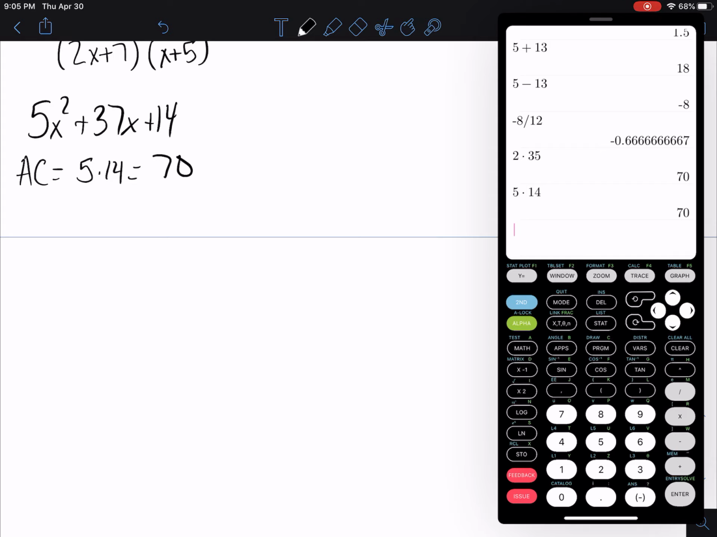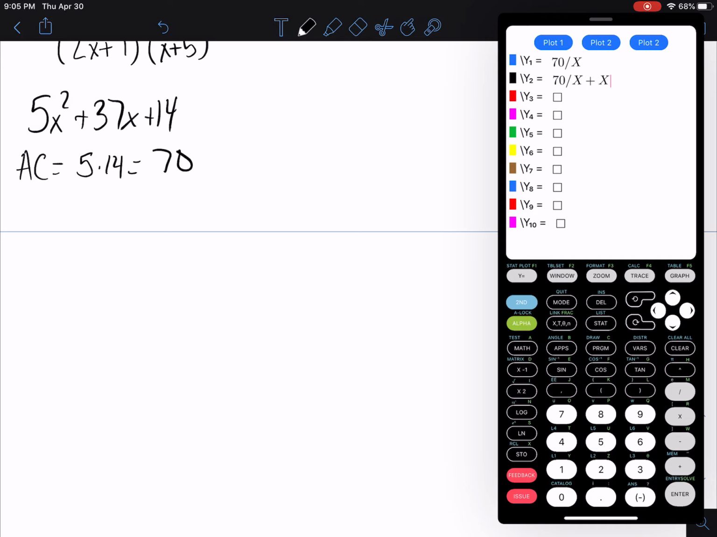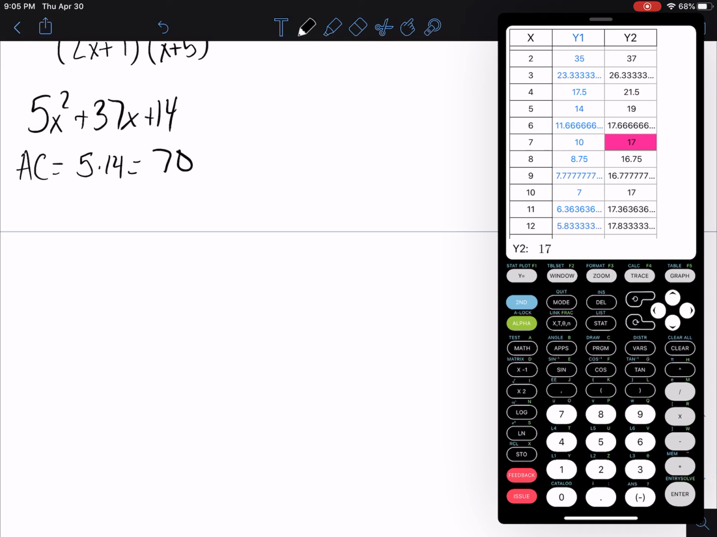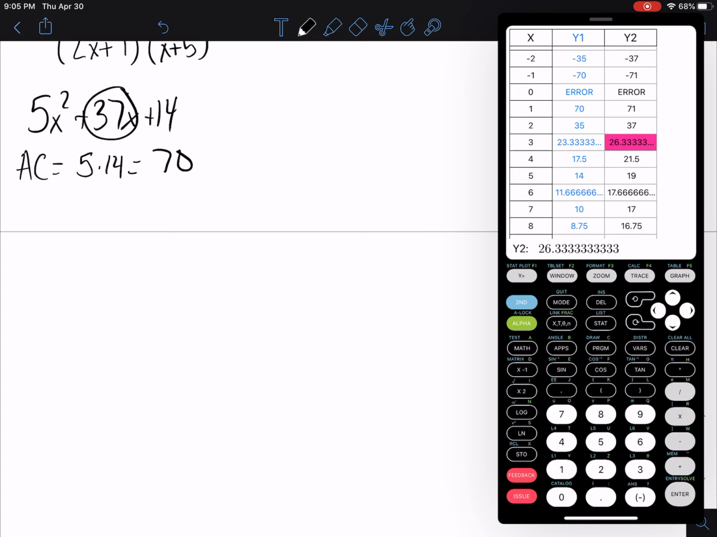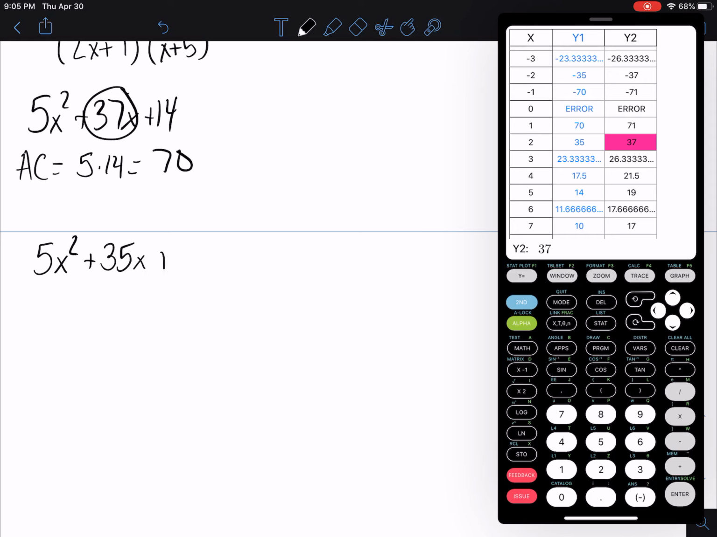Okay, so we're looking for two numbers, right? Because we got 70 again, that's going to be the same. But now we're looking for that middle number to be 37. Okay, so we jump up here, and we see it here, 2 and 35. So that's going to be 5x squared plus 35x plus 2x plus 14.